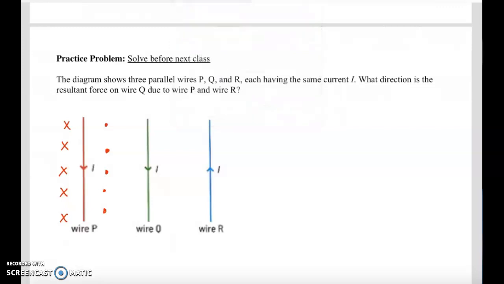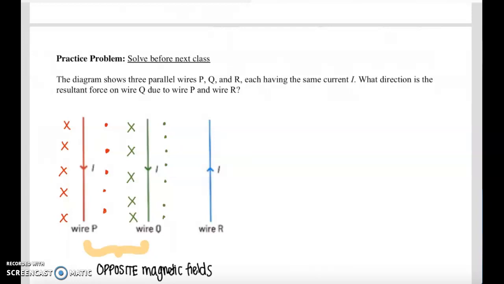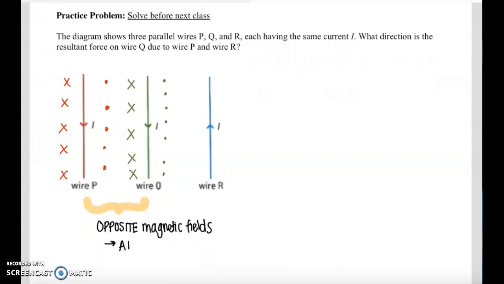I'm also going to do that for wire Q, noticing that Q is also downwards current. So the magnetic field created by that current, pointing my thumb down, curling my fingers around, I have a magnetic field that's going into the page on the left and out of the page on the right. Now I'm going to focus on the region between P and Q, noticing that we have opposite magnetic fields here. We know that opposite magnetic fields are going to create an attractive force.